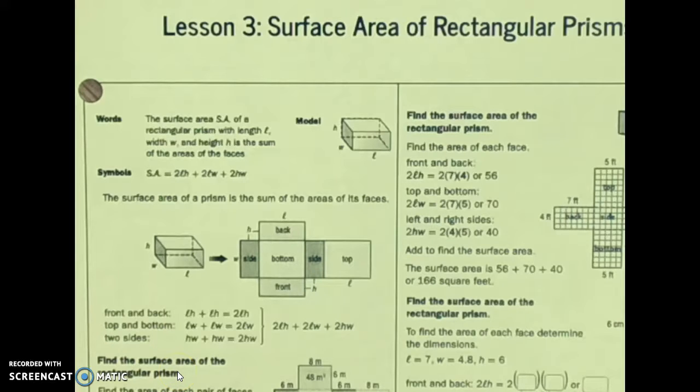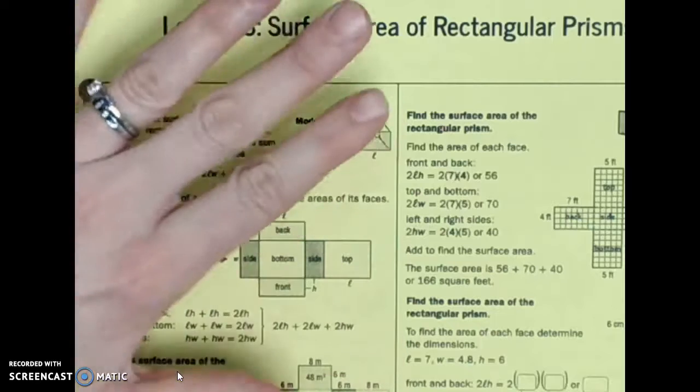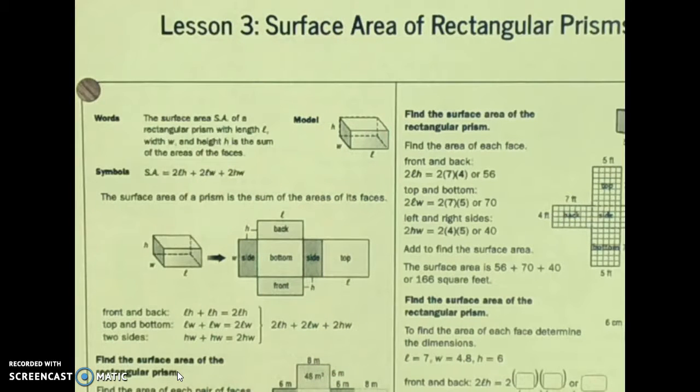Okay, we're going to be skipping lesson 2, which is volume of a triangular prism, because we don't cover that anymore. And we're going to go to the surface area of a rectangular prism. So, when we found the regular area, that was of a 2D shape. Now, surface area is going to be the flat surfaces of a rectangular prism.